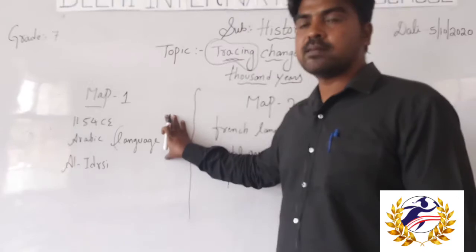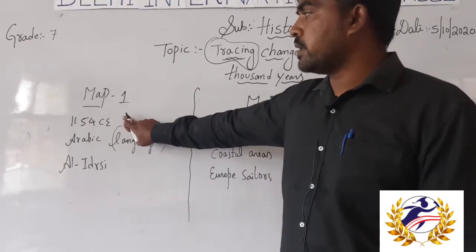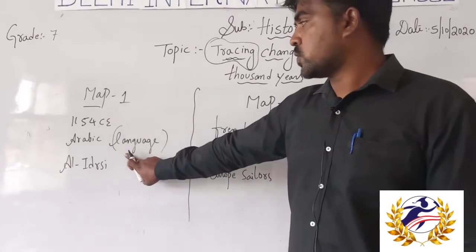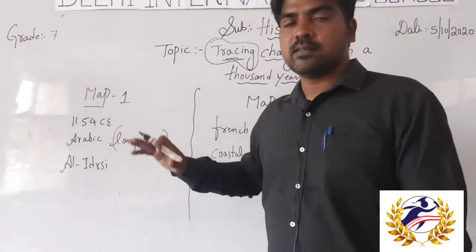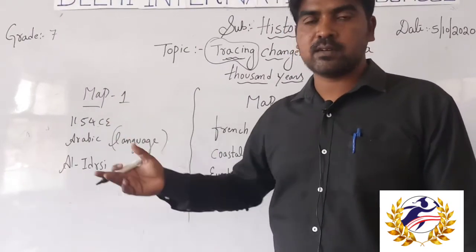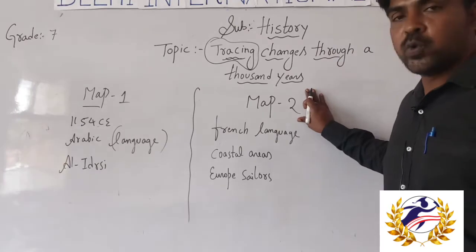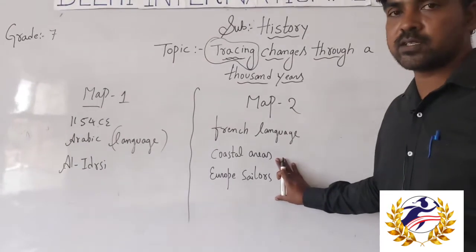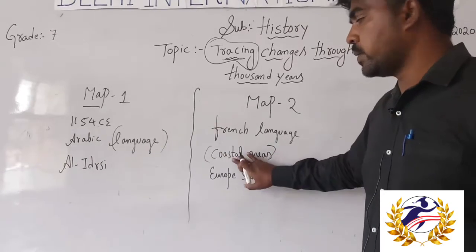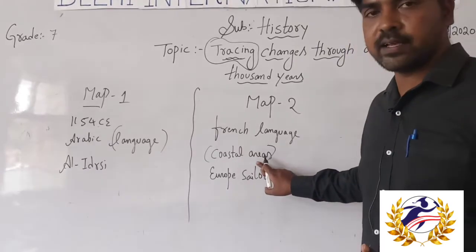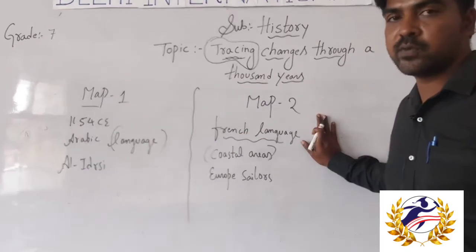Map 1 was made by Al-Idrisi, an Arab historian, in 1154 CE, so it is in the Arabic language. The only thing is Sri Lanka is at the top, South India is at the top, and North India is at the bottom. And Map 2 was used by European sailors and merchants involved in voyages, and it had a very brief explanation about the coastal areas. It is in the French language.